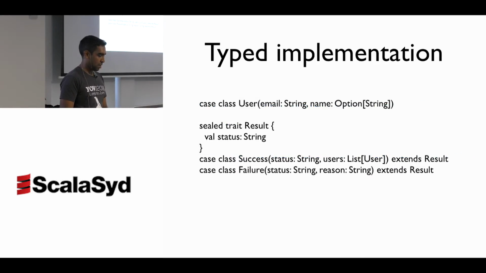Instead of having a catch-all result object, let's make our result a trait. Our trait has a status of string, because we know our API always returns a status. And it either has a success case class that extends that result, or a failure class that extends that result. In our success class, we will always have a list of users. And in our fail class, we will always have a failure reason. Our user class remains unchanged because we may or may not have a name for our user.